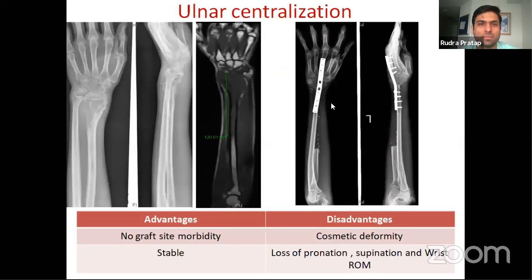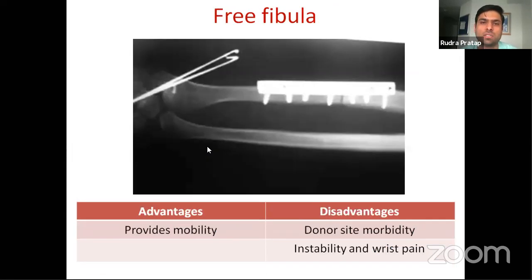The third option is ulnar centralization if the defect is more than 8 centimeters. In this, after excision, we centralize the whole of the distal limb from the carpus, so it's centralized over the ulna, and then we fuse the joint. The advantage of this procedure is that it has no graft site morbidity and it's stable. But the disadvantage is that there is cosmetic deformity of a thinner forearm, and there is complete loss of pronation and supination, as well as reduced range of motion.